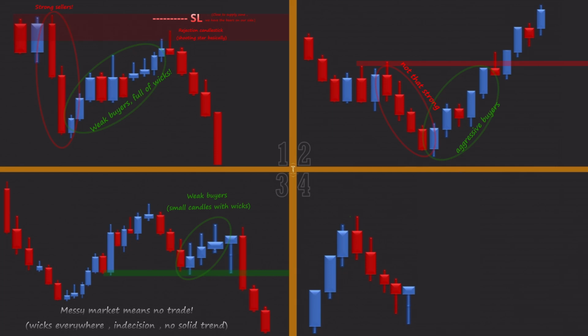In our fourth example, things are easy. We have strong buyers followed by weak sellers, and a bullish rejection candle was formed. This is a nice opportunity for us to join the buys. And so, bulls took the price for higher highs.